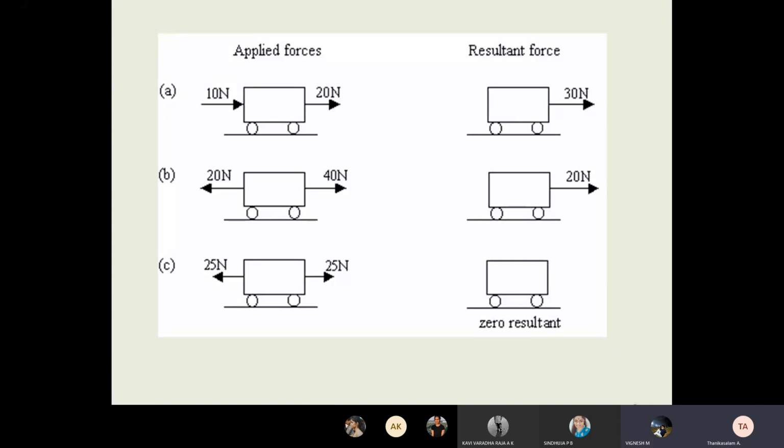See the resultant picture, the left side picture. What should I do? Tell me now. An equal amount of 30 Newton. Which side should I apply? Which side should I apply? Left side, sir. Exactly. Very good. Excellent.